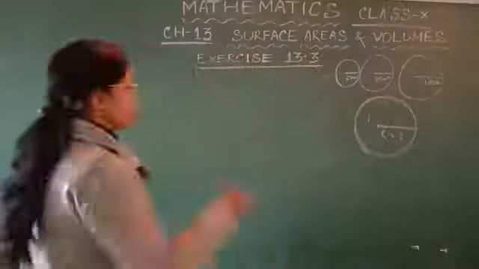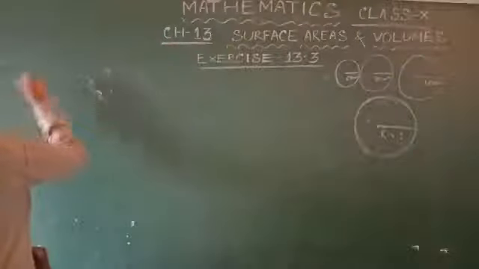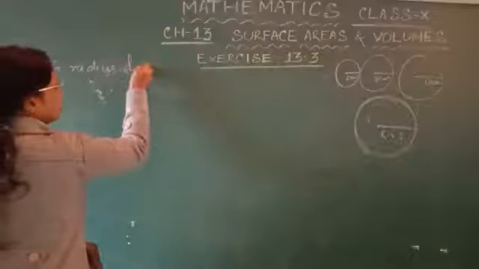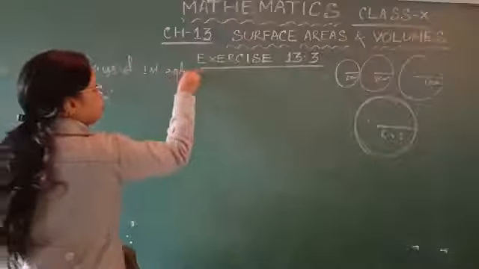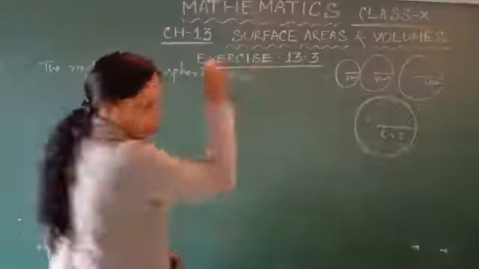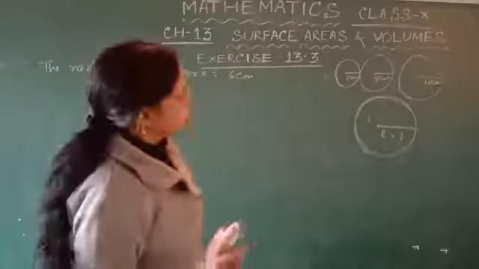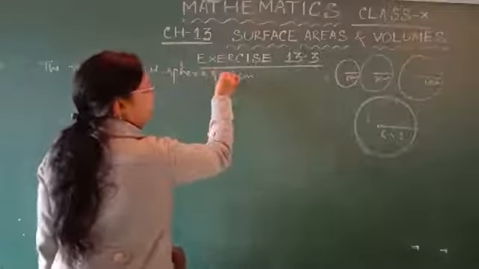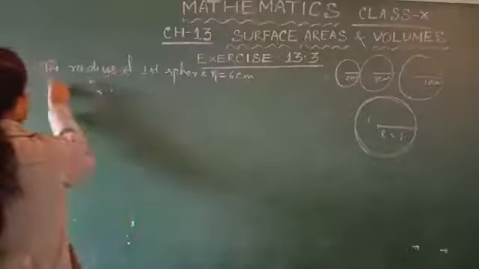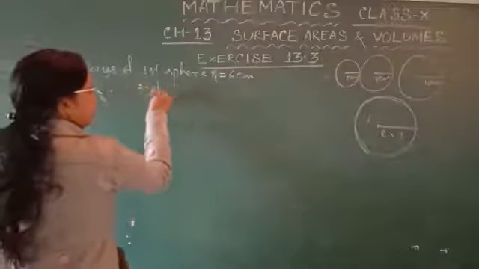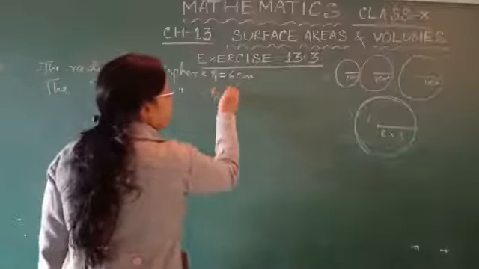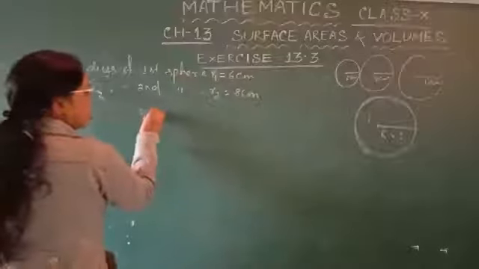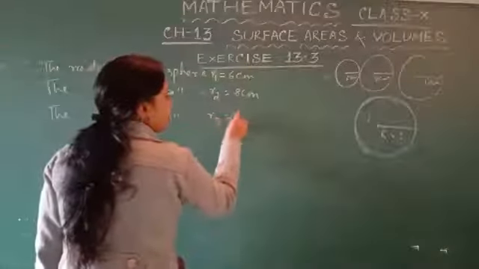Okay, so here you write: the radius of the first sphere, R1, is equal to 6 centimeter. Again, see 6 centimeter, 8 centimeter and 10 centimeter. The radius of the second sphere, R2, is equal to 8 centimeter, and the radius of the third sphere, R3, is equal to 10 centimeter.